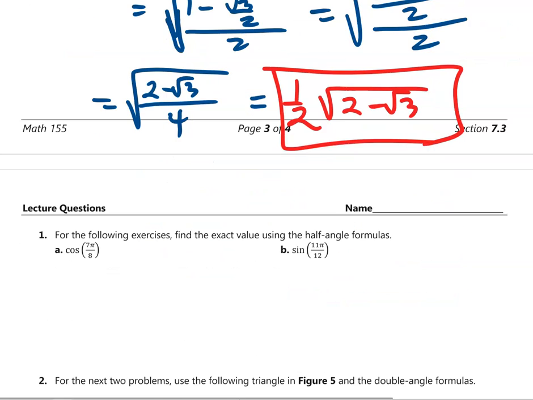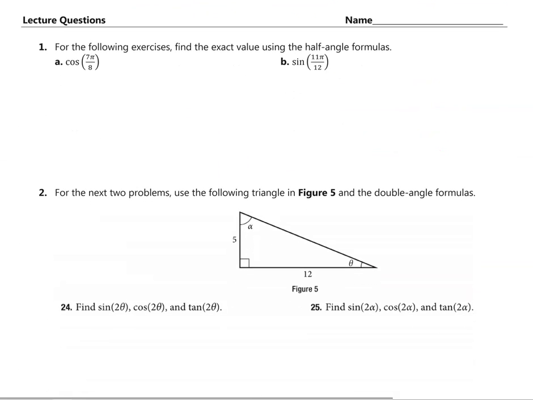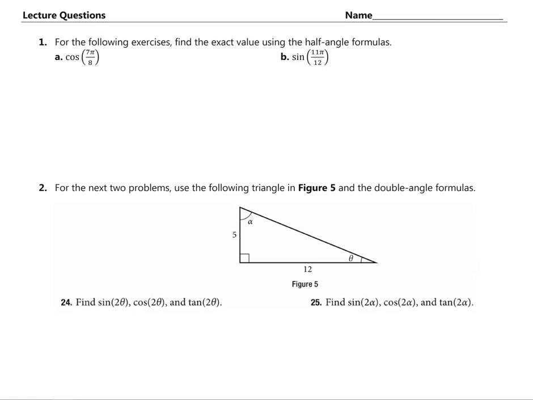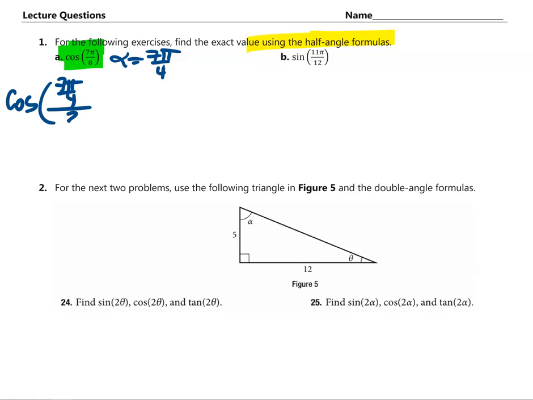Okay. Alright, now let's try to answer some lecture questions. Number 1, for the following exercises, find the exact value using the half angle formulas. For A, cosine of 7 pi over 8. You can think here of alpha as 7 pi over 4, and use cosine of 7 pi over 4 over 2, because 4 times 2 is 8.